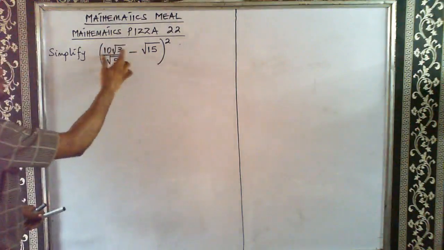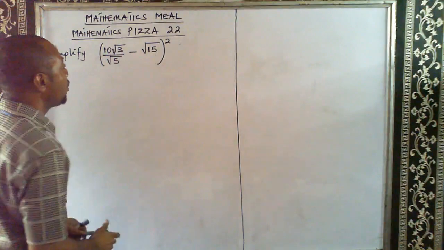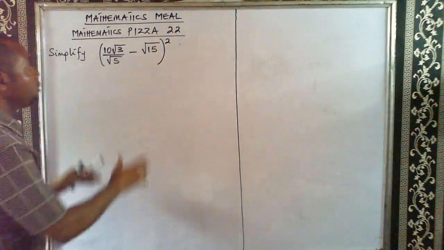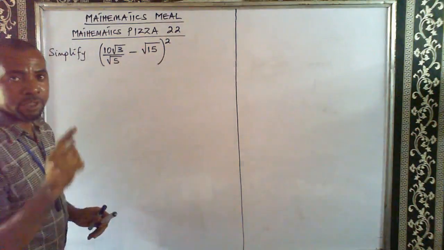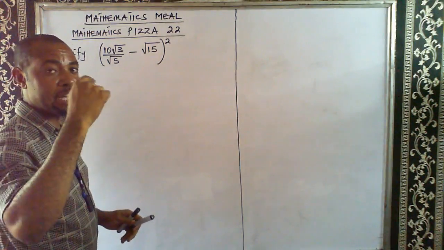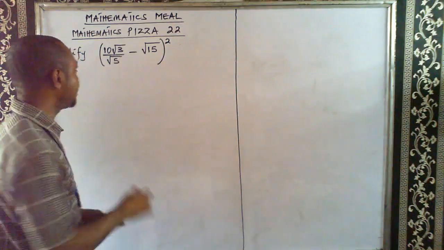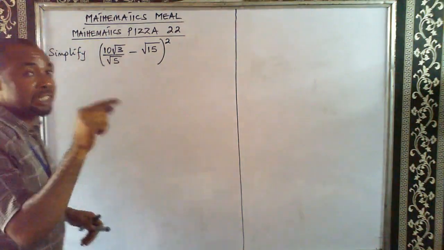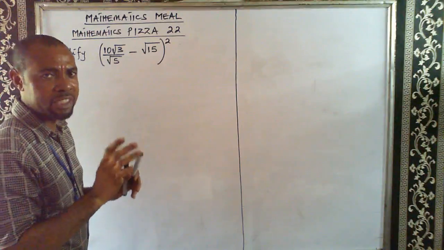Simplify 10 square root of 3 all upon square root of 5 minus square root of 15, all squared. I know that someone will want to expand this. But if you have the third eye, as a mathematician you're supposed to have the third eye, the third ear, the third hand, the third everything, you will see that there is no problem in this question. You can easily solve it.